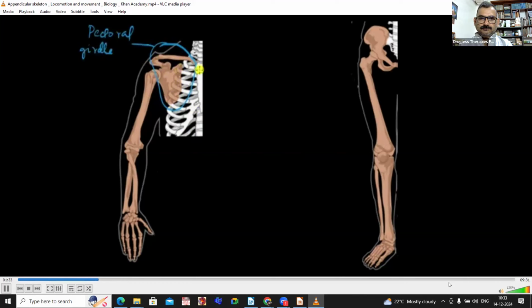Pectoral girdle consists of 2 bones. This one, the long one right here, it's the collarbone, and the scientific name for it is the clavicle.